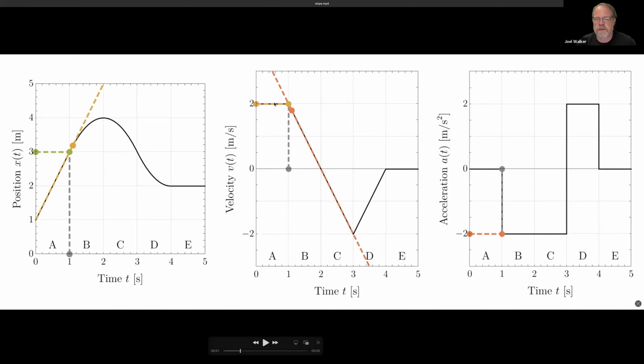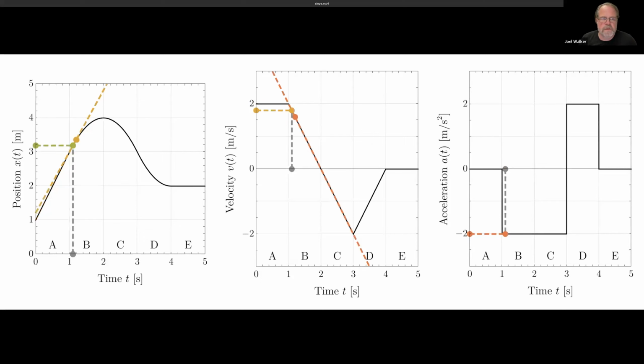If we look at the velocity graph, we see that the value of the velocity was indeed 2 meters per second, and it stayed fixed for that full interval. The value was constant in segment A. The value of the velocity was constant because the slope of the position curve was not changing. We were moving forward at a constant speed.